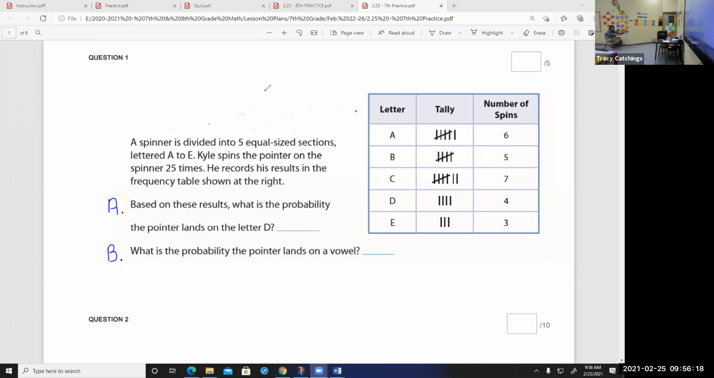All right, question number 1. It says a spinner is divided into 5 equal sized sections, lettered A to E. Kyle spins the pointer on the spinner 25 times. He records his results in the frequency table at the right. How many times did he spin it?